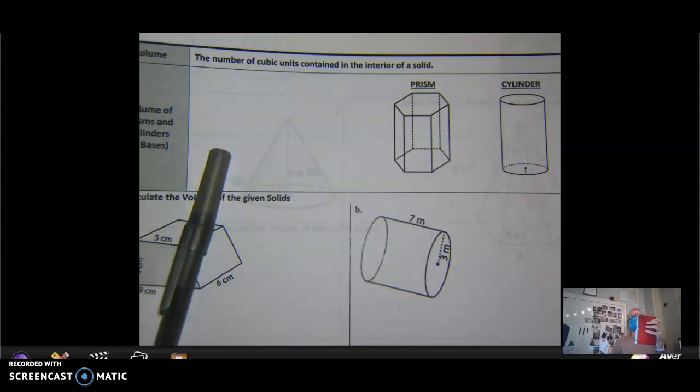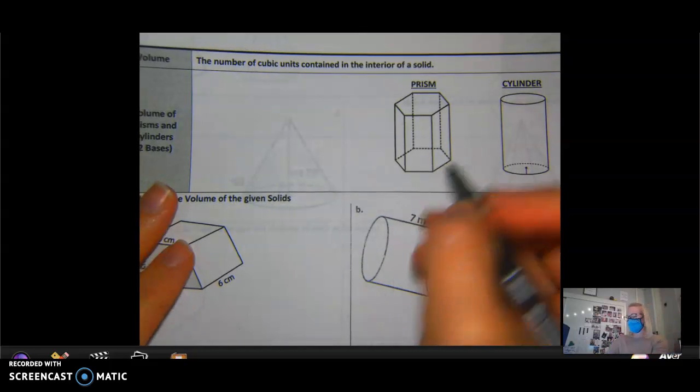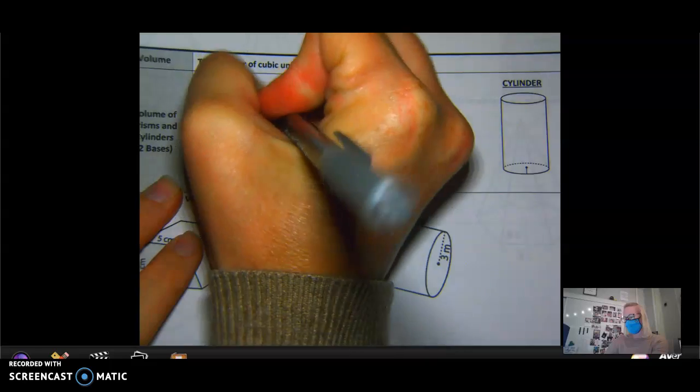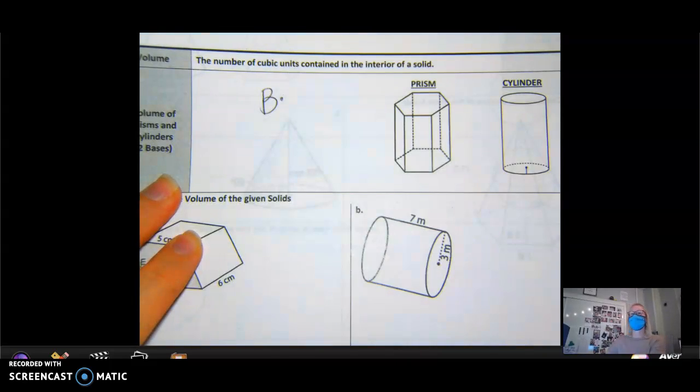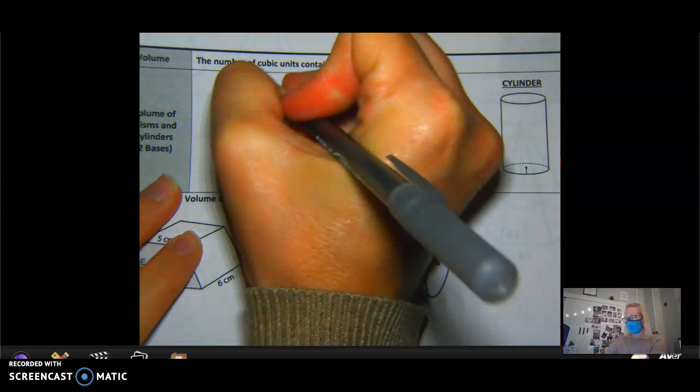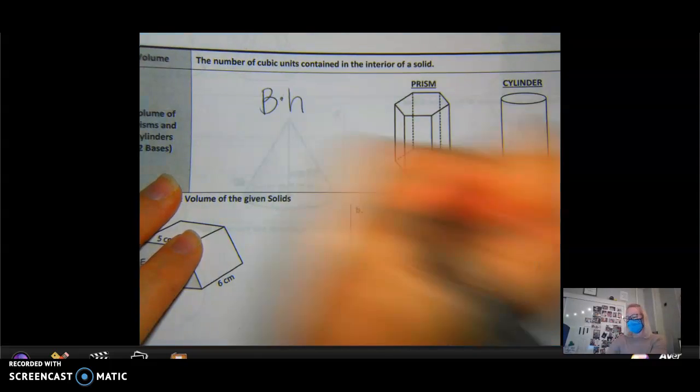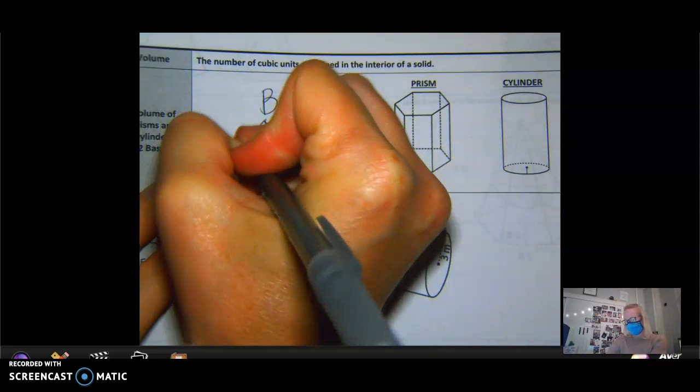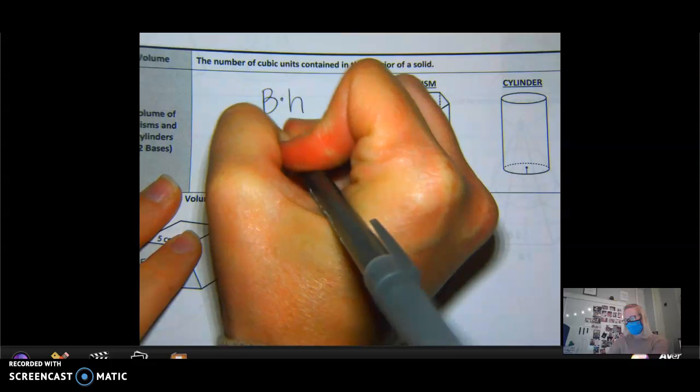But the problem is that prisms can have a rectangular base, a triangular base, a pentagonal base, an octagonal base, right? So you have to be able to find the area of any base and then multiply it by its height. So that is the volume for a prism. It's the area of the base. So capital B means area of base, and then you multiply it by the height. If you need to write this down, anytime you see a capital B, that means area of base.